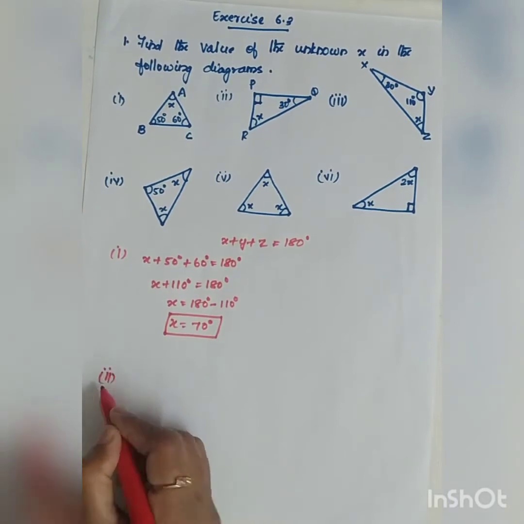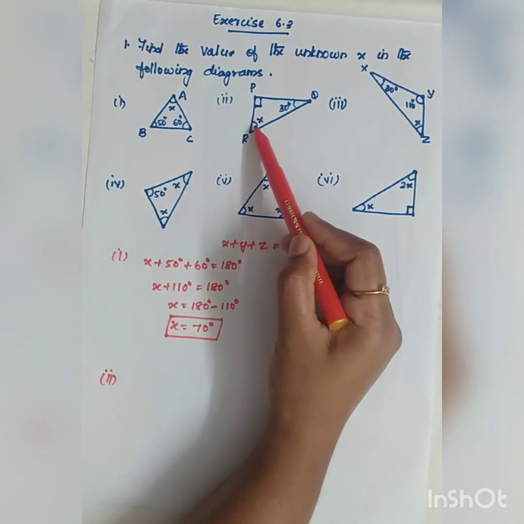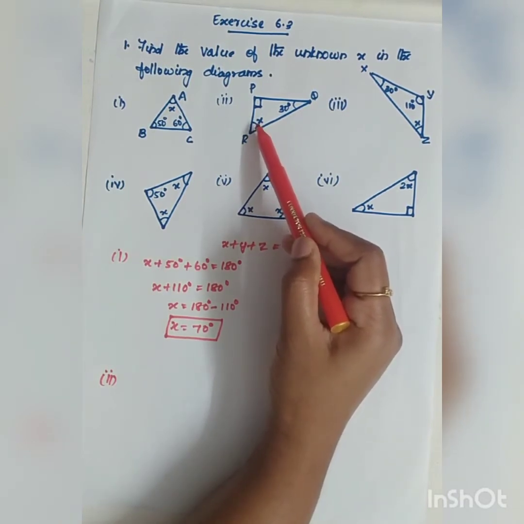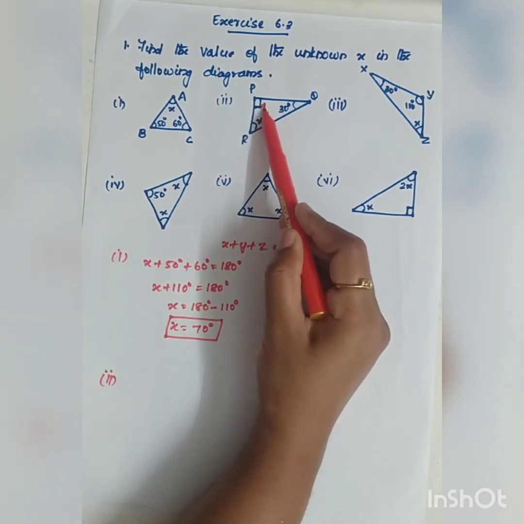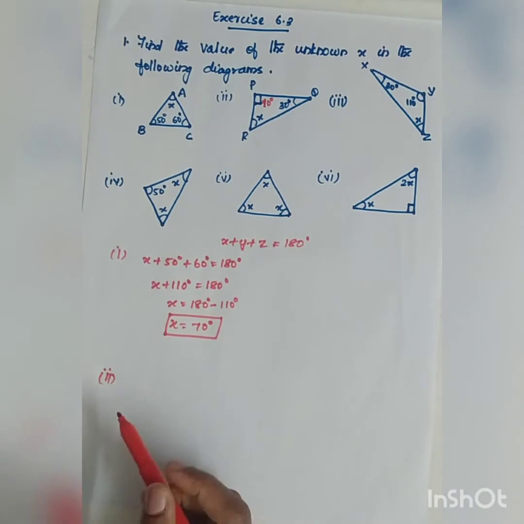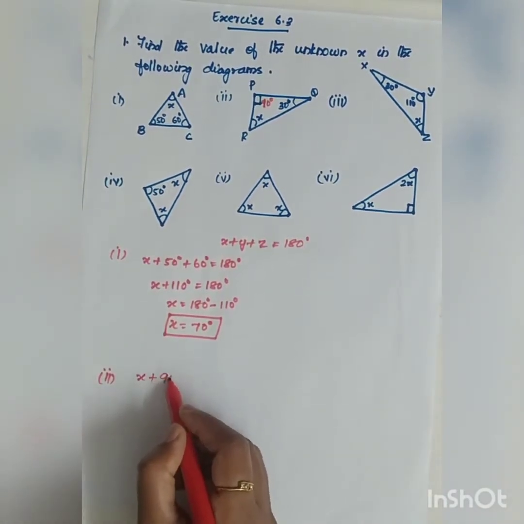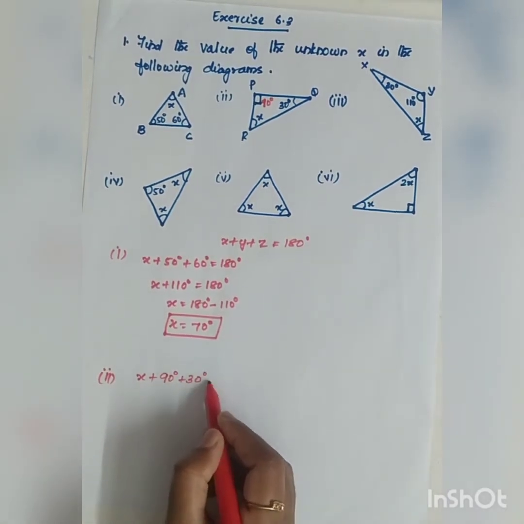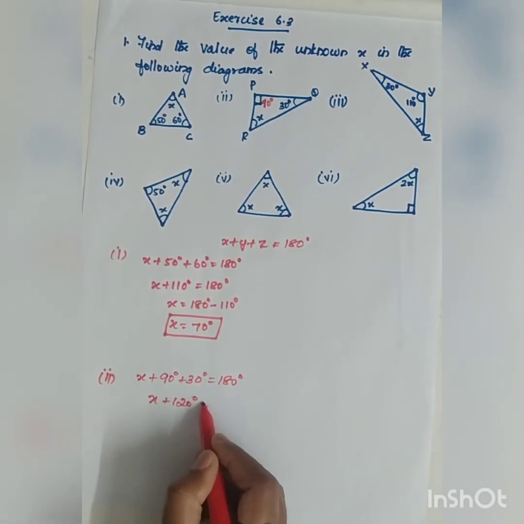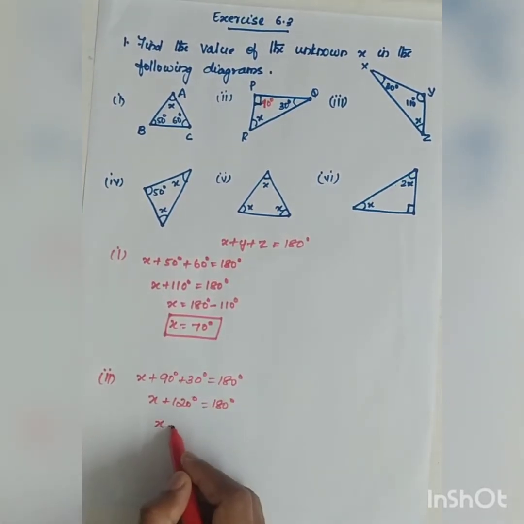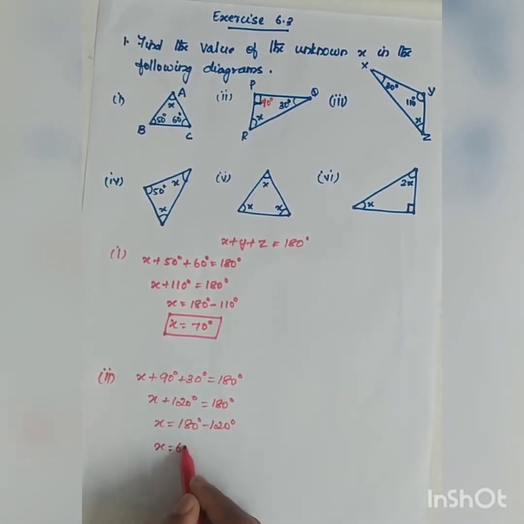So what about the second question? In the second question, when we see carefully, we have to find one angle x. You have 30 degrees and you have a right angle, which is 90 degrees. When we write the equation using the angle sum property, x plus 90 degrees plus 30 degrees is equal to 180 degrees. So x plus 120 degrees is equal to 180 degrees. So x is equal to 180 degrees minus 120 degrees. Therefore x is equal to 60 degrees.